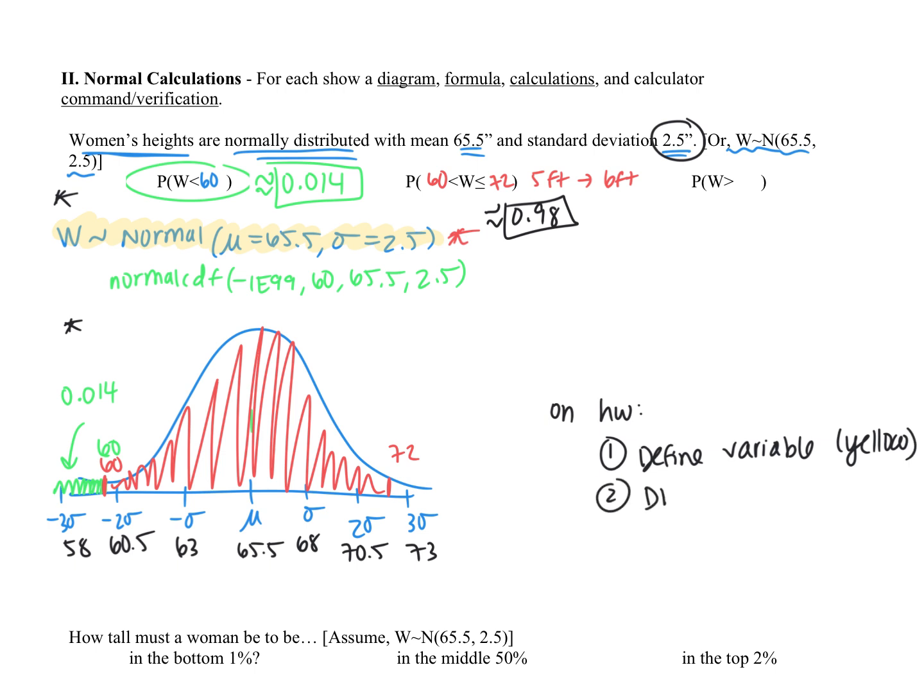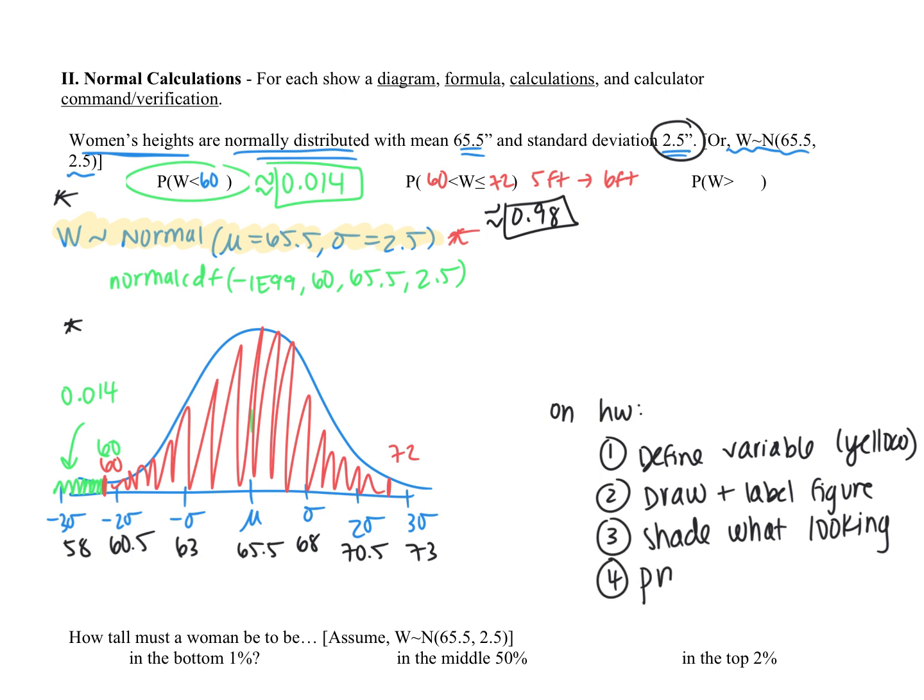You need to draw and label the figure. You need to shade what you're looking for. And you need probability notation. Which are these two pieces here. So I expect that from the homework.